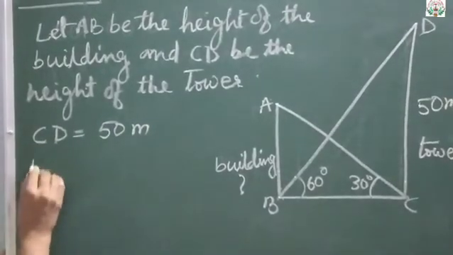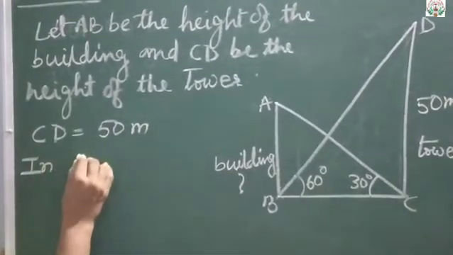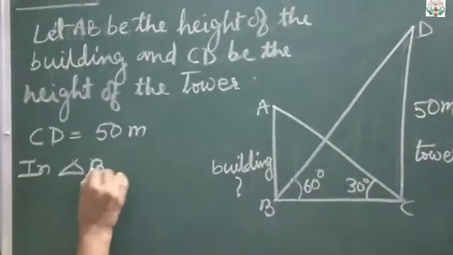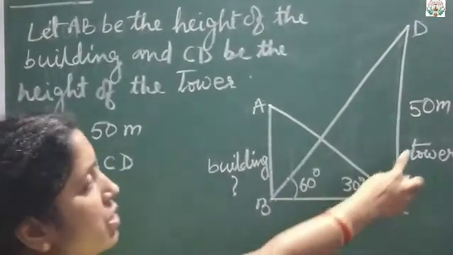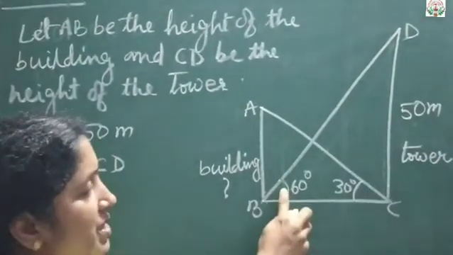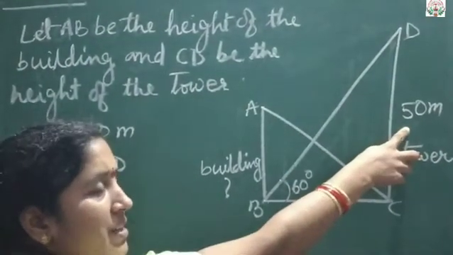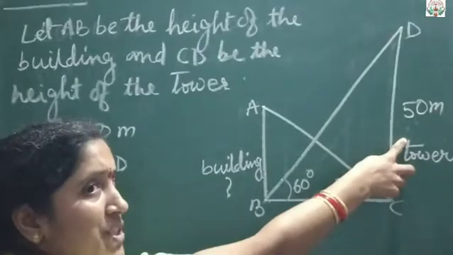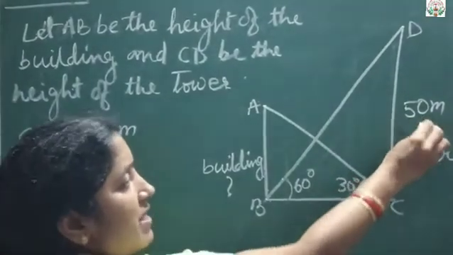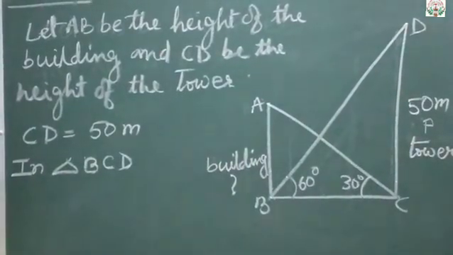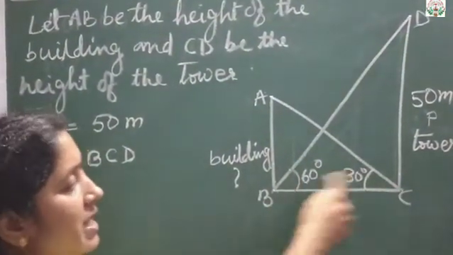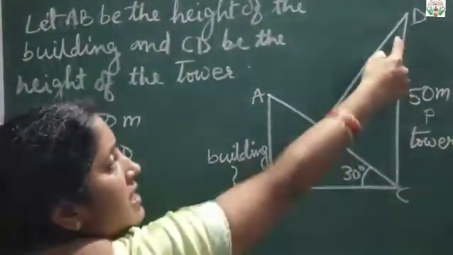And for triangle BCD, why we are taking first BCD? Because here you can see P is given. For this angle, this side is the P, opposite side of angle of elevation is P. So P is given. So from the given side, the unknown side we have to find. Clear? So first, that is why we will take triangle BCD.